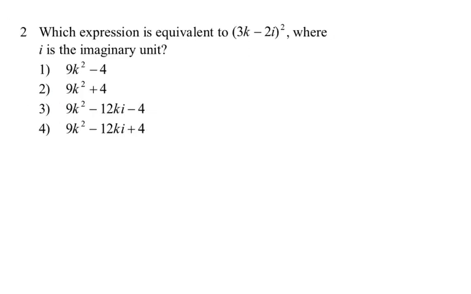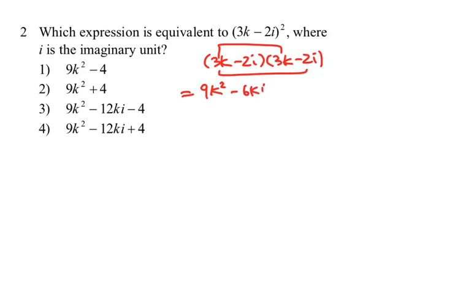All right, how about the second one? We need to expand 3k minus 2i quantity squared. So I'm just going to write them twice, and distribute each term. So what we end up getting is 9k squared for the first one, and outer is negative 6ki, and inner is also negative 6ki, and last term is 4i squared. And when you combine the two middle terms, this is what we end up getting. And since i squared is negative 1, our last term becomes negative 4, which is choice 3.